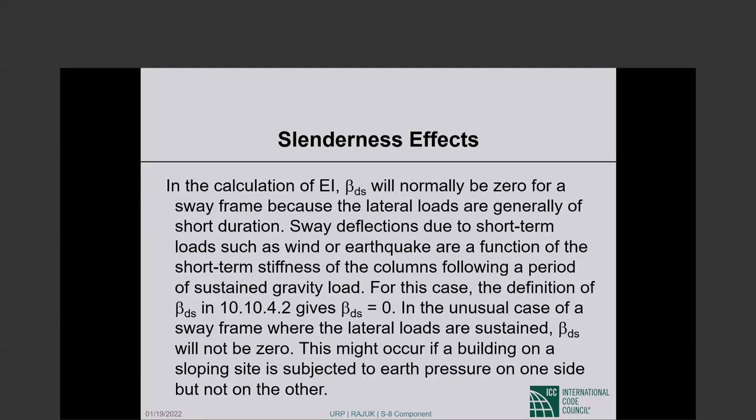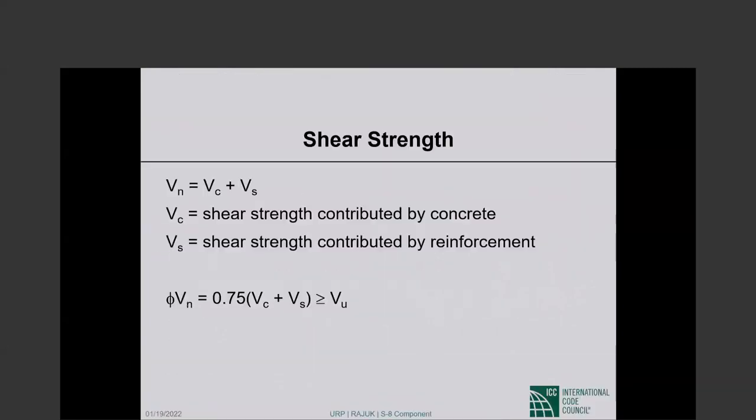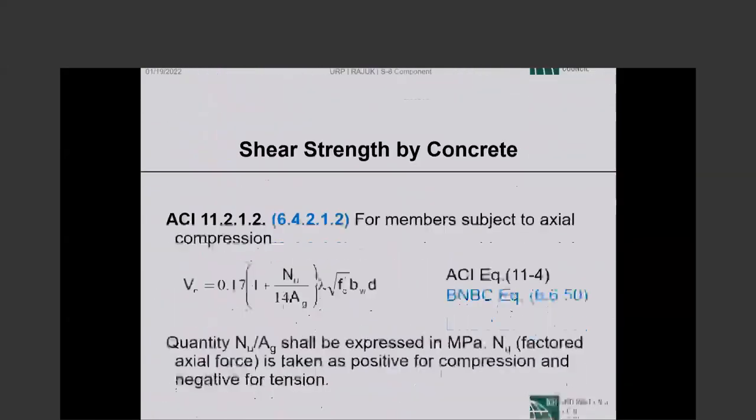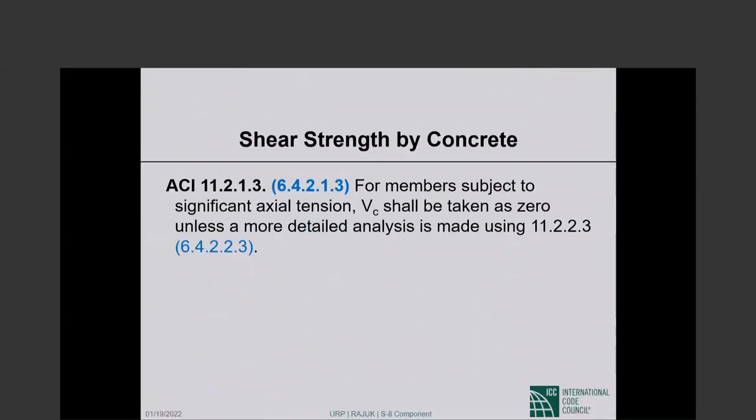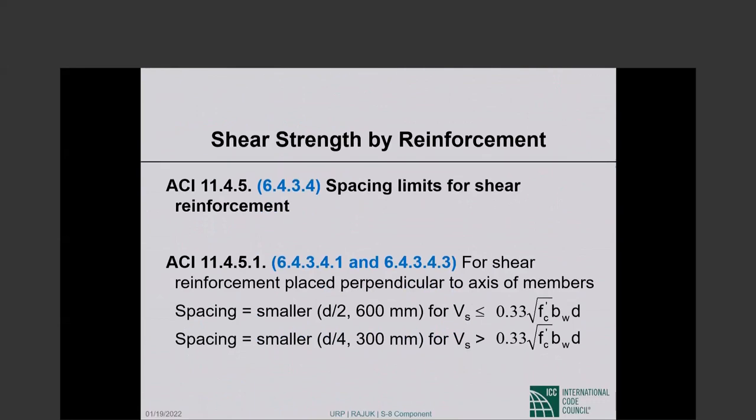The deflections are being caused by lateral loads. So this beta sub ds now goes back to sustained lateral loads, and it is saying that sustained lateral loads are basically uncommon. Okay, so that is the end of the slenderness discussion. Then under shear design of columns, I have summarized our discussion of a couple days ago. That's all there is. Shear design of columns and shear design of beams are really not any different.